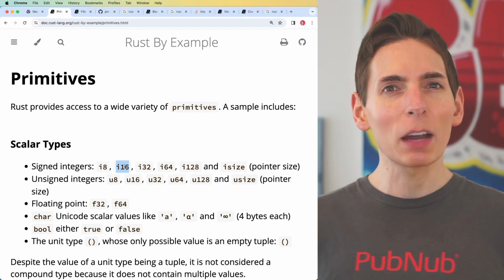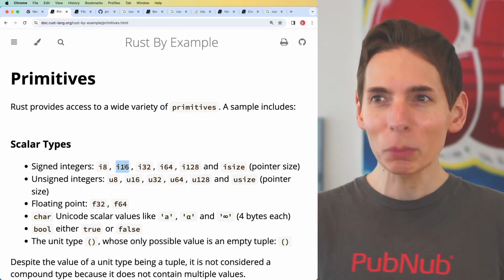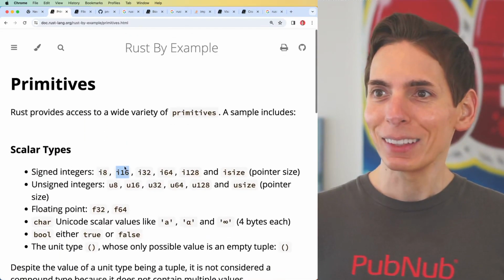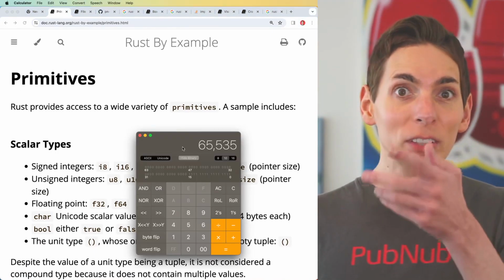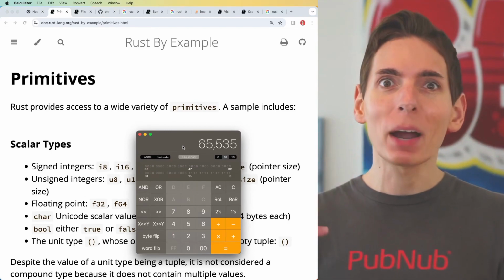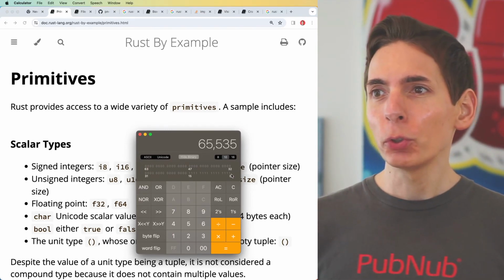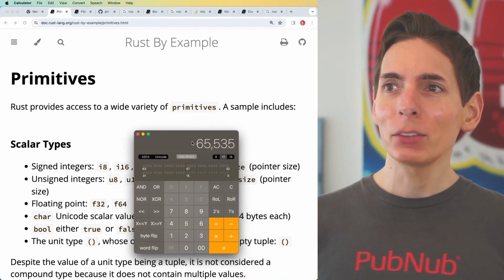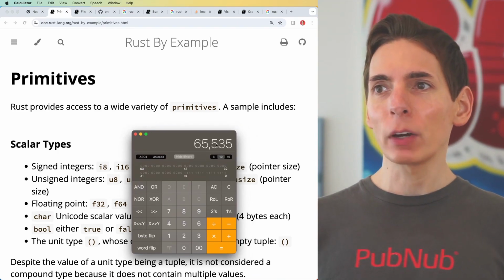I16 is like 65,550 something. Wait, I'm guessing here. So with I16, it means 16 bits. How many bits in binary can represent a number? So if you turn on every single bit, your maximum number is 65,535.